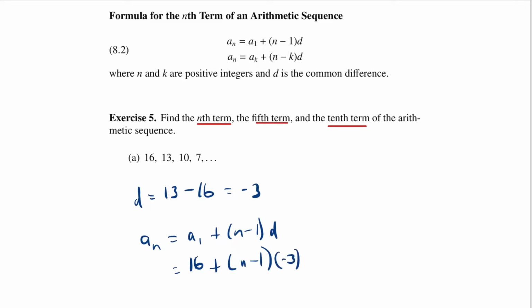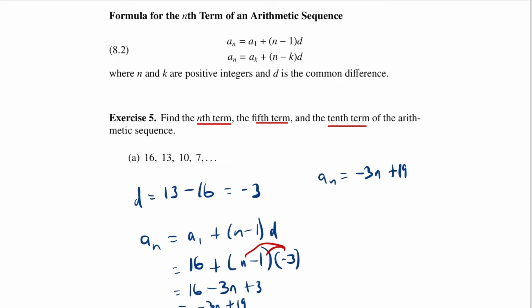Now we distribute and combine like terms. That's 16 minus 3n plus 3. If you combine like terms, you'll get -3n plus 19. So that is the nth term of the sequence: -3n plus 19.